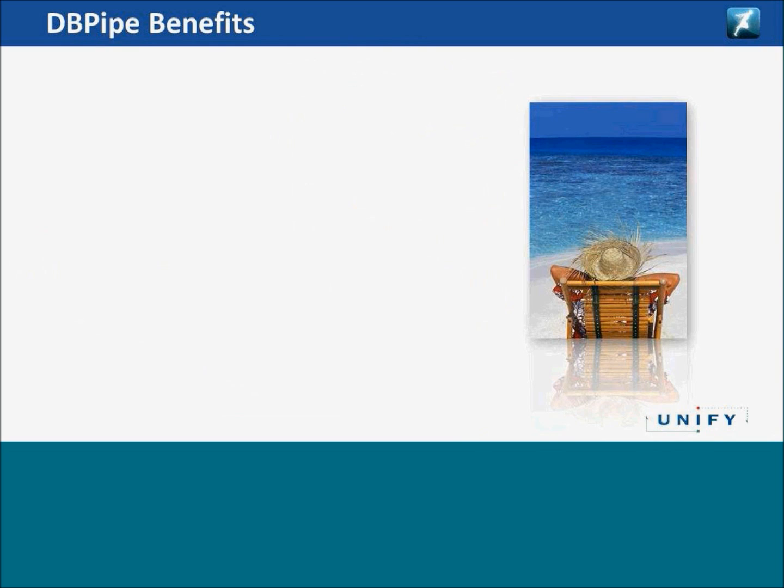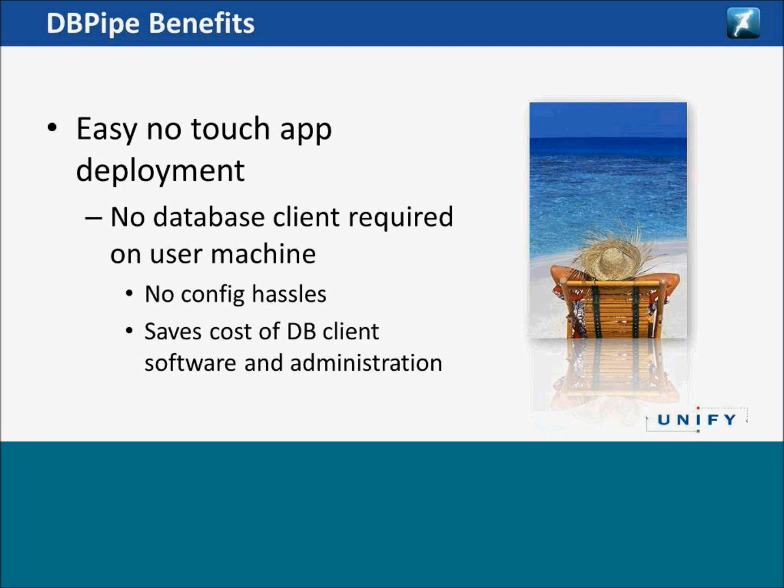So DBPipe benefits are basically a relaxed, easy, no-touch application deployment. No database client required on the user machine. So you have no config hassles, no SQL.ini, no Ora config, whatever that is. That saves the cost of client software and a lot more probably, which is the administration side. If you have a distributed organization that acts worldwide, then this is a huge benefit of having applications that do not need database clients and are basically client configuration free.